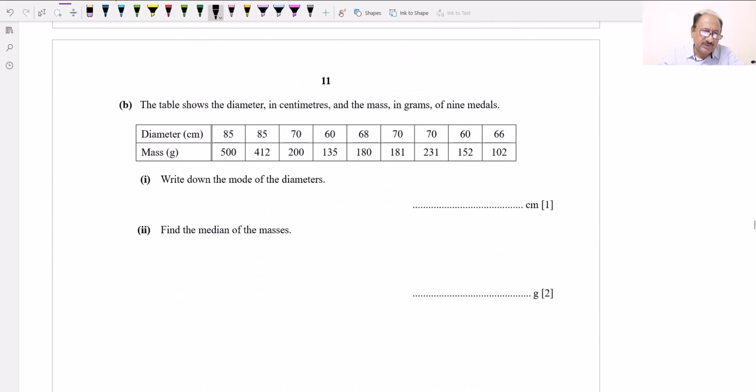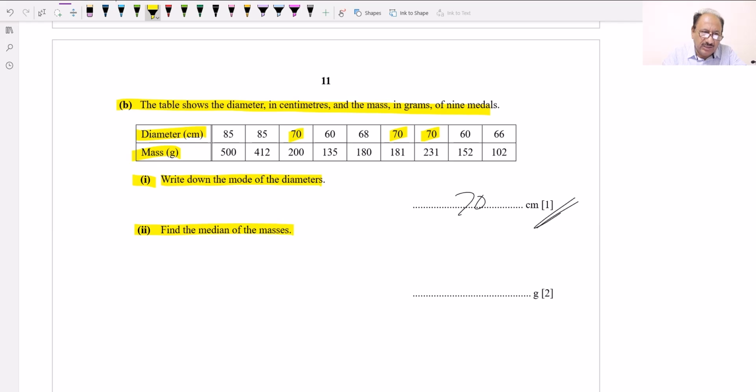Now part B says the table shows the diameter in centimeters and mass in grams of 9 medals, and this is the diameter, this is mass. Number 1, write down the mode of the diameter. So if we check, 70 is repeating most often, so the mode is the most repeating, so this is a 1 mark question.